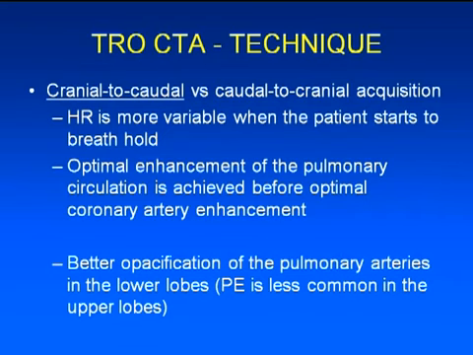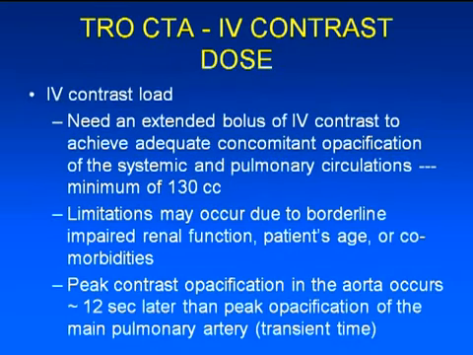In terms of contrast dose, you need an extended bolus of IV contrast. We talked a lot about contrast opacification this morning. The reason is you want to opacify the systemic circulation and the pulmonic circulation at the same time with good opacification. So it's at least 130 cc's. And with that, you have limitations in patients who have borderline impaired renal function, or patients who are older with comorbidities; you may not be able to give that amount of contrast.